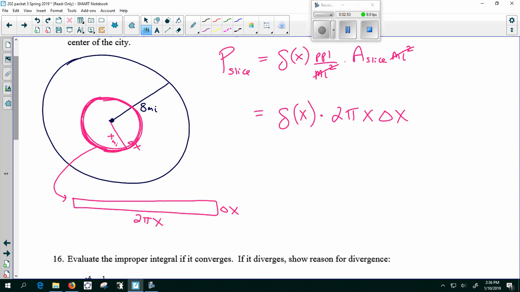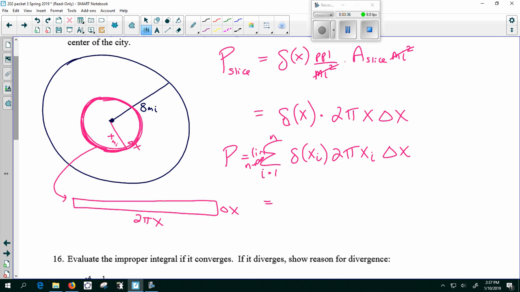And then what I want to do is add up all the slices starting from 0 and ending at 8. So my total population is going to be a sum of the population of each ring, which is going to be the density at that location times 2 pi x_i delta x. i goes from 1 to n, and then take the limit as n goes to infinity.